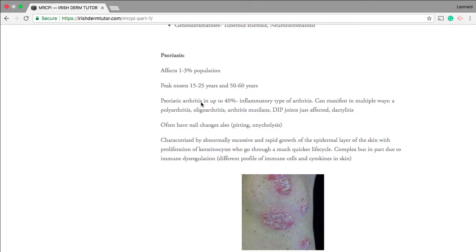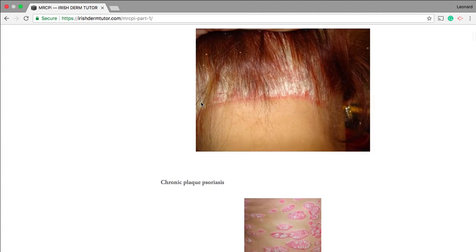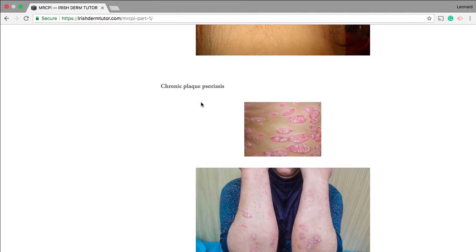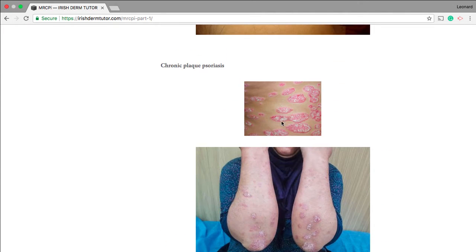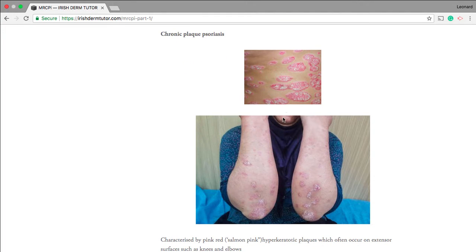We will now go on to the various subtypes of psoriasis, and the commonest type of psoriasis that we see is chronic plaque psoriasis. This tends to be characterized by these kind of salmon pink hyperkeratotic plaques, which often occur on the extensor surfaces. The scale that we see is often a silvery type of scale. So once you've seen enough of these plaques, you can pick out that it's psoriasis straight away.